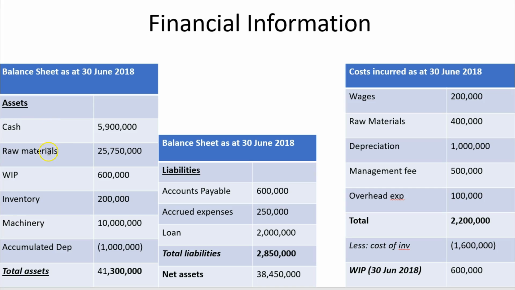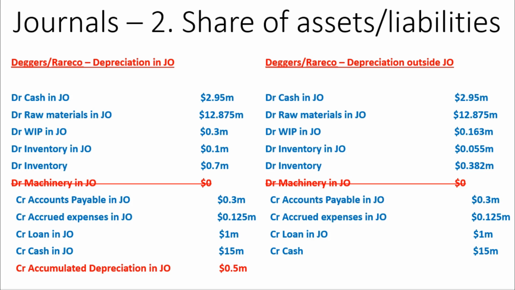So, same with raw materials, WIP, and inventory. If I divide all of these numbers by 2, for example, WIP would be 300,000 when divided by 2, inventory 100,000, raw materials, you can put it in your own calculator if you want. We get these numbers. So I said WIP was the 300,000, inventory was 100,000, we divide it by 2. Raw materials, 12.875 million is half of that amount on the balance sheet.